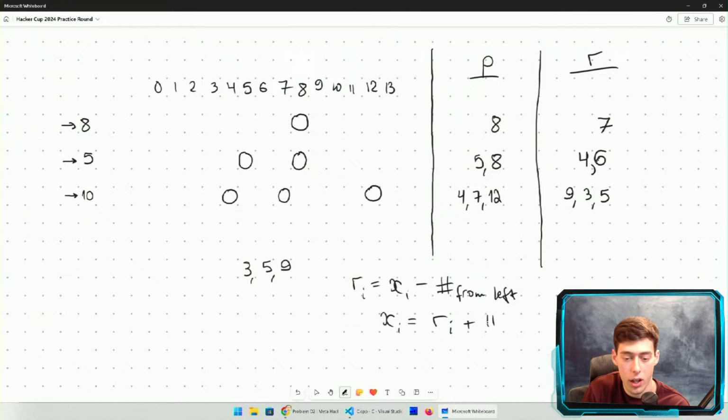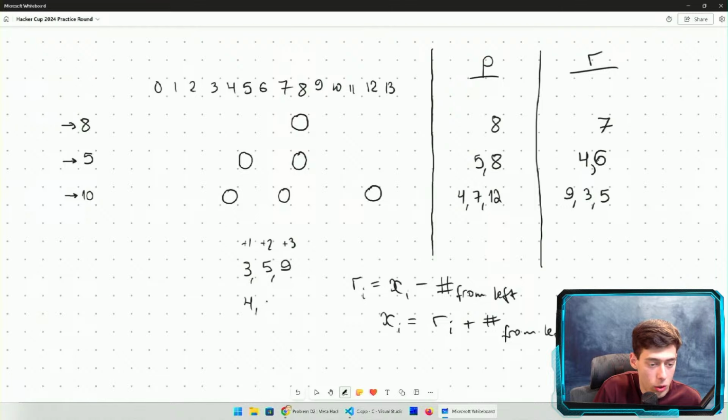And now Xi is just the energy you need to reach it plus the index from the left, 1 based. So if we add for this list 3, 5, 9 of our values, now that we've sorted it, if we add 1 to the first one, 2 to the second one, and 3 to the third one, we get 4, 7, 12, and that's the sorted list of p-values that we needed.